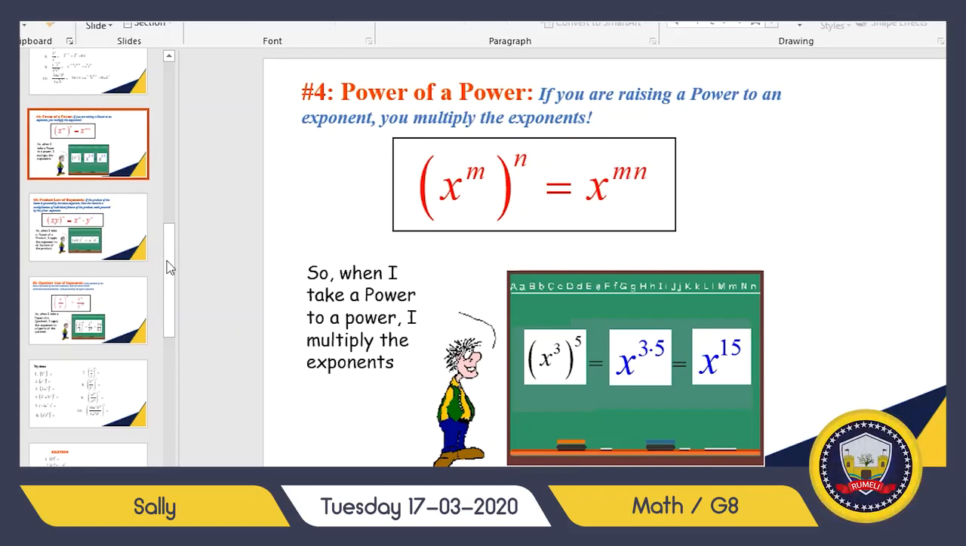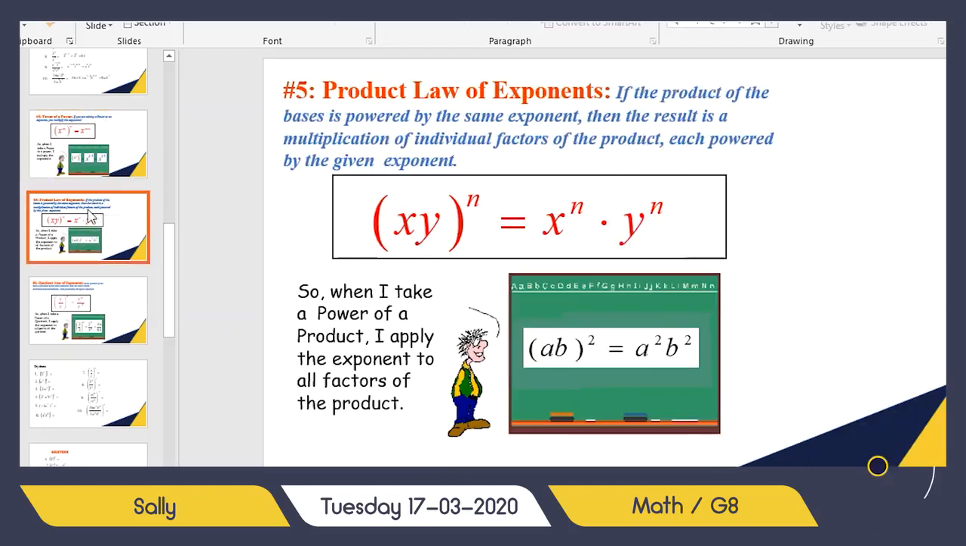if we raise a power over a power like this, we just multiply the powers. And we also covered if we have two variables or two numbers or a variable and a number inside the bracket, and all are raised to a certain power, we just distribute the power over the bracket.